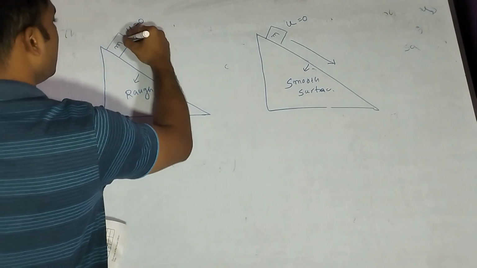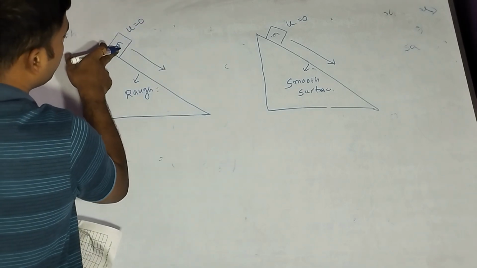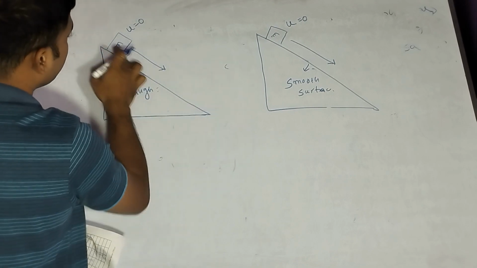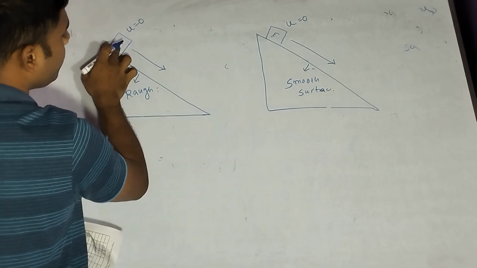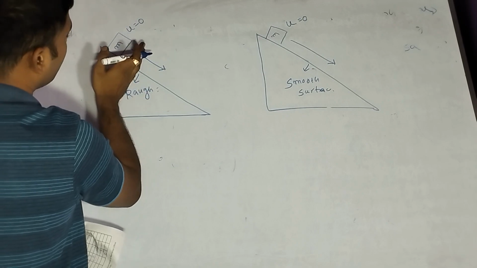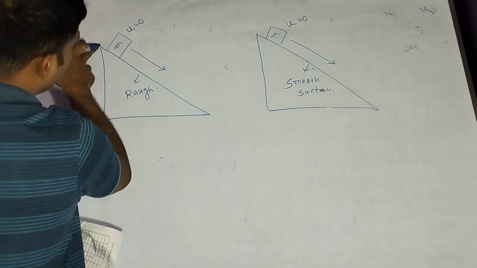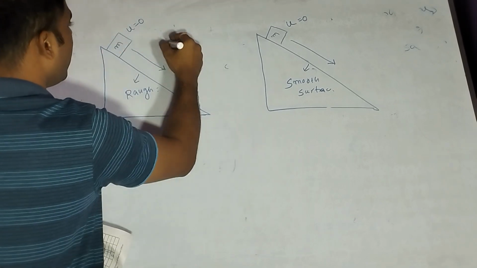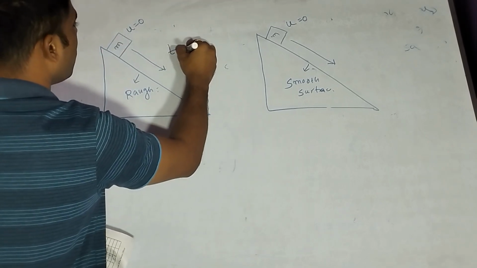Suppose we consider the time taken from the peak point to the downward point. The block takes some time to come out from the peak point to the downward point on the rough inclined plane, the time taken t rough, t suffix rough.